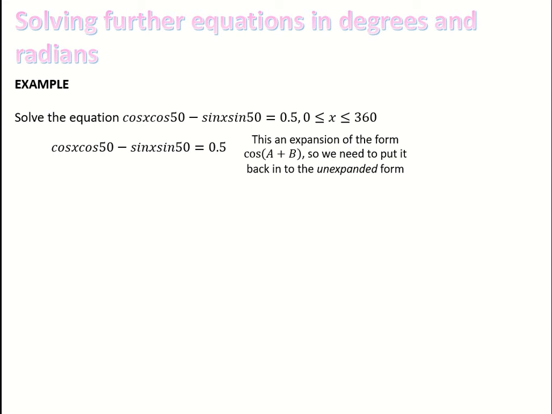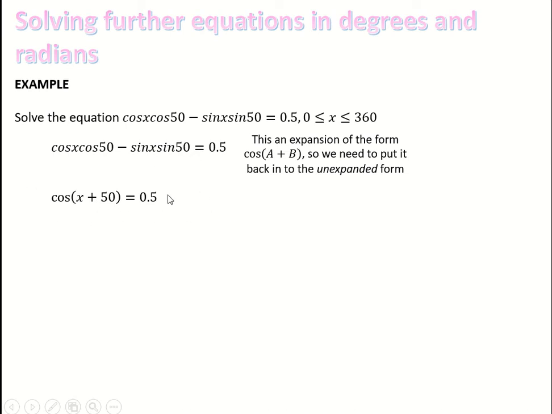This is an expansion of the form cos of a plus b. So again, just be careful with the negatives and just be careful with everything. If you look at this, it's in your formula sheet. You should see that cos a plus b is cos a cos b minus sin a sin b. As long as you spot that, it's just a case of substituting it back into that version. In which case this is just the same as cos of x plus 50, and this version is a much easier version to work with and hence solve.